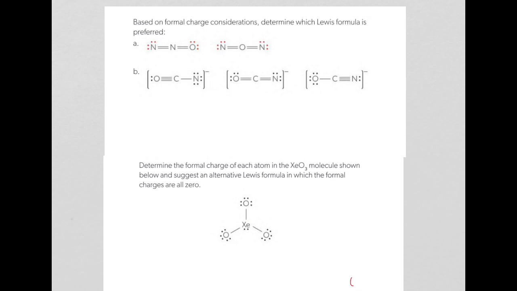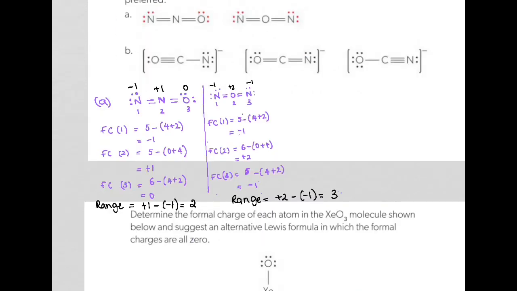Please check your answers. So for part A, I assigned the formal charge for each one and I've labeled the atoms 1, 2, 3 so I can know which formal charge is for which atom, and I've put in the formal charge on top here. And I also found the range of formal charge, so maximum formal charge minus minimum formal charge. So here the range is 2 and here the range is 3.